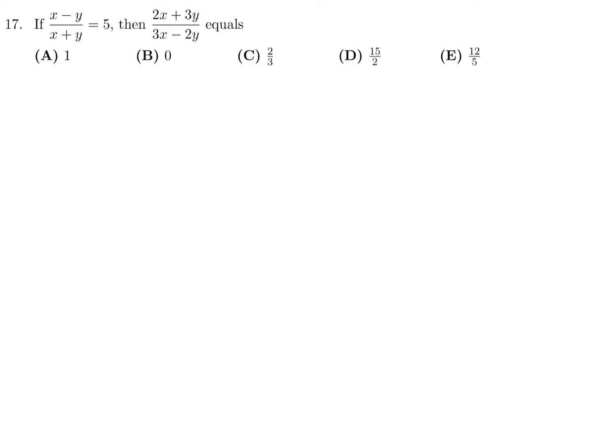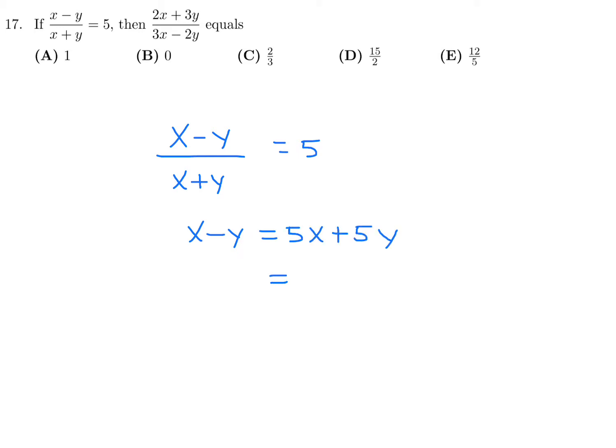If x minus y over x plus y is 5, then 2x plus 3y over 3x minus 2y equals? x minus y over x plus y is equal to 5. So cross multiply and we get x minus y is equal to 5x plus 5y. And let's collect like terms. 4x would be equal to negative 6y. So x is equal to negative 3 over 2 y. And don't forget the negative. Almost forgot the negative there.